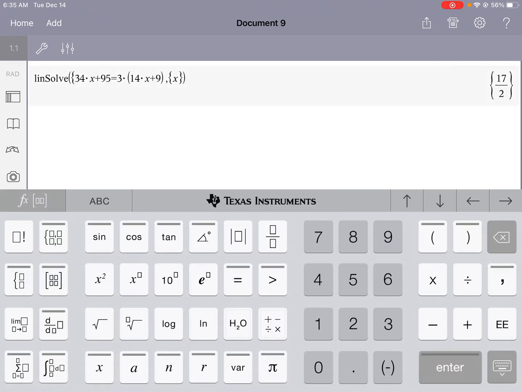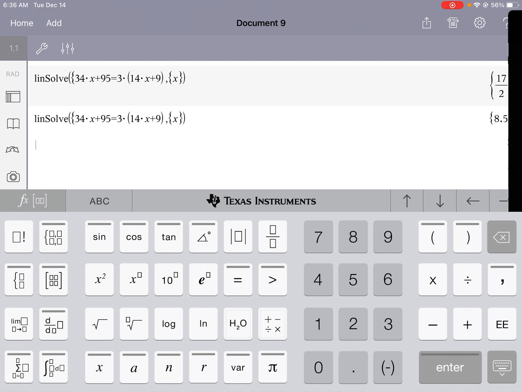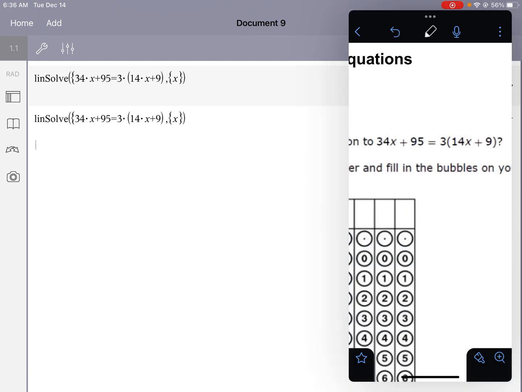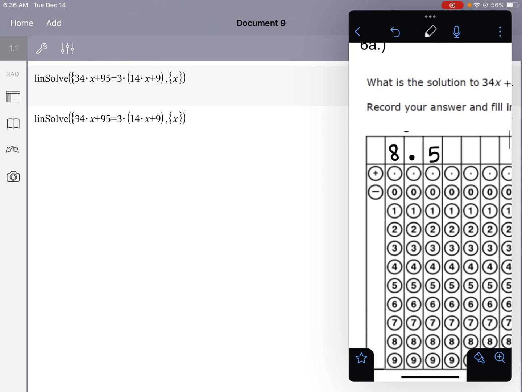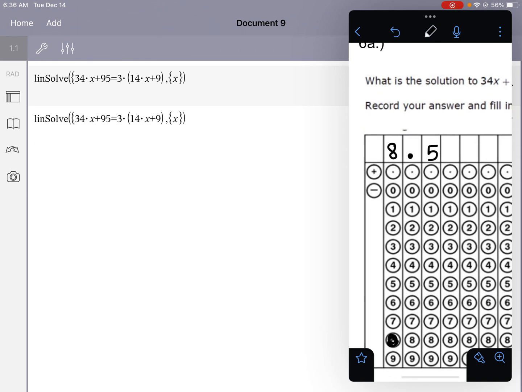It gives me a decimal. If you hit control, enter, the yellow button, then enter, it changes to a decimal. Okay, so you should get 8.5. So if we go to bubble it in, it was positive, so we have 8.5. Bubble in.